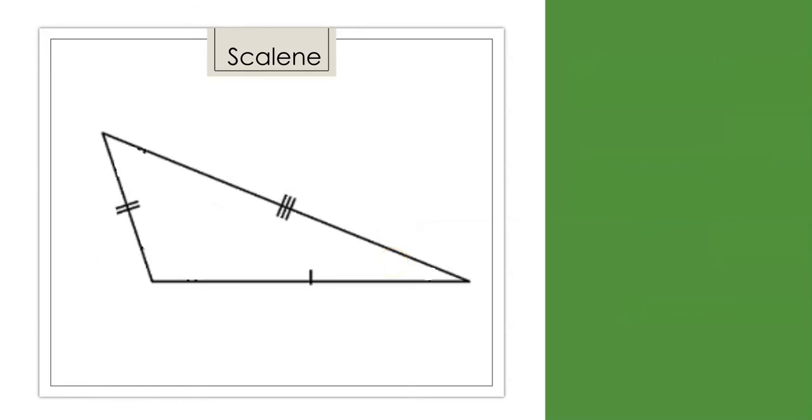Now let's look at a third triangle, which is the scalene triangle. Notice that the legs all have different markings. We have 1 mark right here, we have 2 marks here, and we have 3 marks. So what does that mean? It means that none of the sides are equal to each other. If the sides are not equal to each other, then the angles are not equal to each other as well.